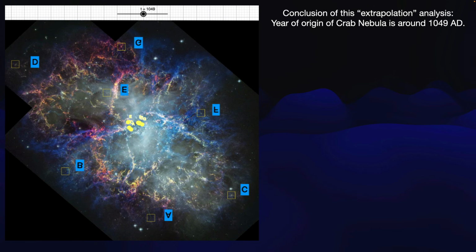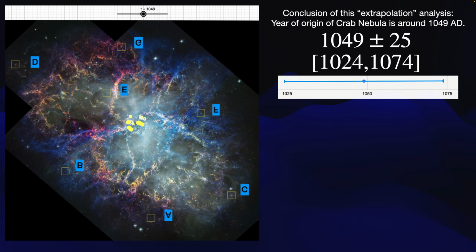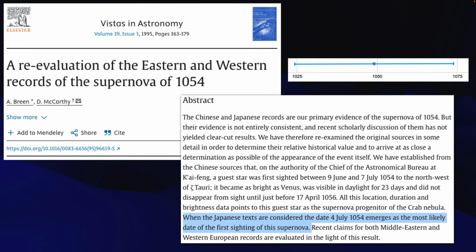So our conclusion is, extrapolating all those data points, that the year of origin of the Crab Nebula should be around 1049 AD. And so you could write that, being that my increment was 25 years, so basically 1049 plus or minus 25 years. All right, so we want it to be somewhere in the interval of the year 1024 and the year 1074. And you can draw that with error bars. All right, so I'll be happy if the actual origin is somewhere in that zone.